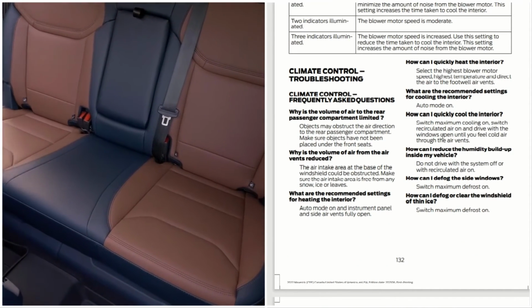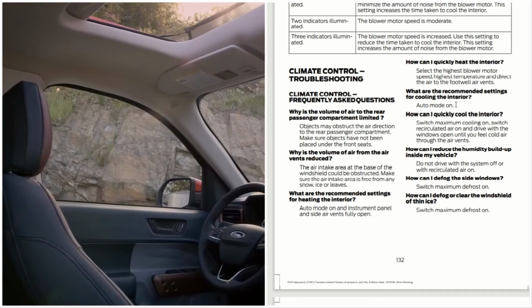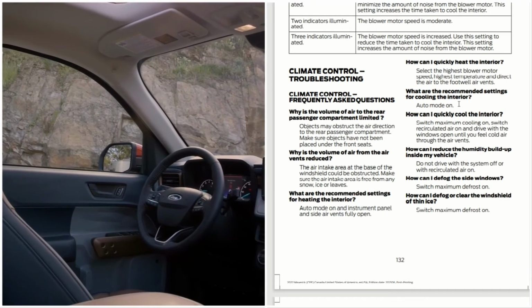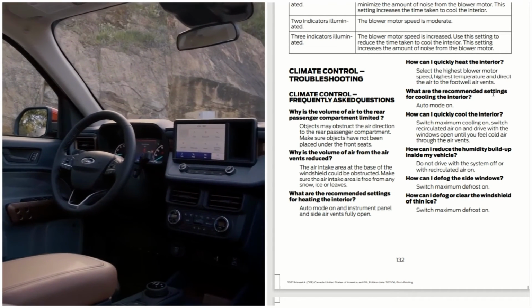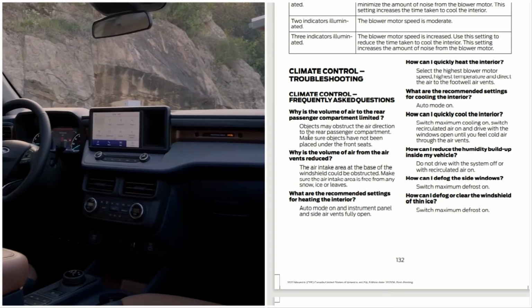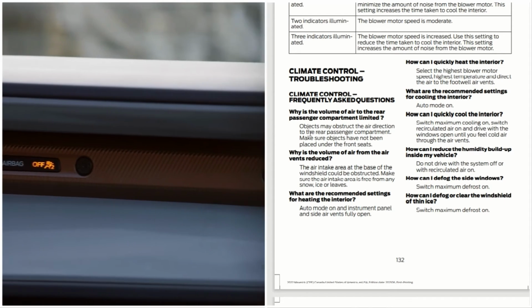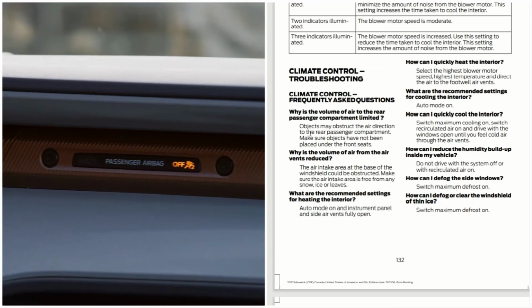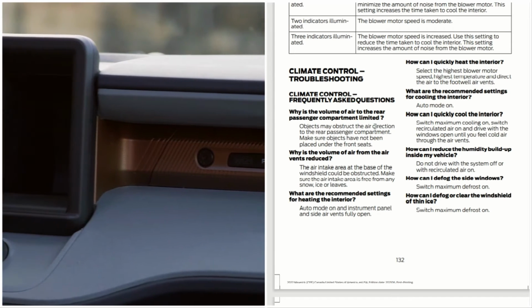How can I quickly heat the interior? Select the highest blower motor speed and the highest temperature, and then direct the air to the footwell or vents. Of course, the same thing as you did for the other, as you can see.